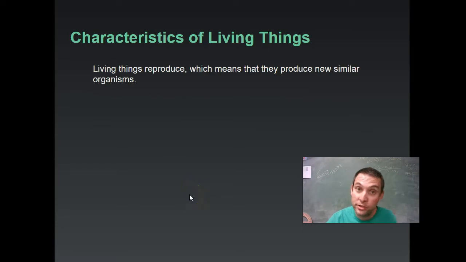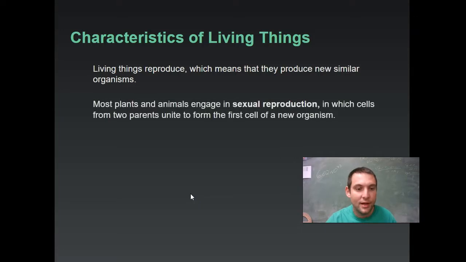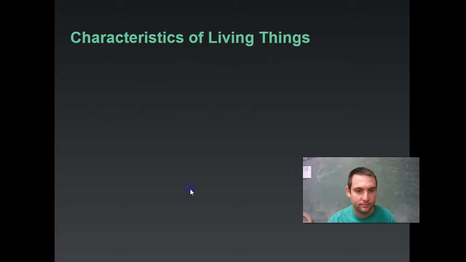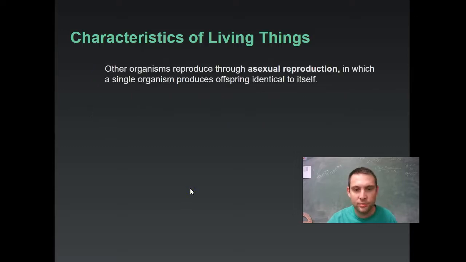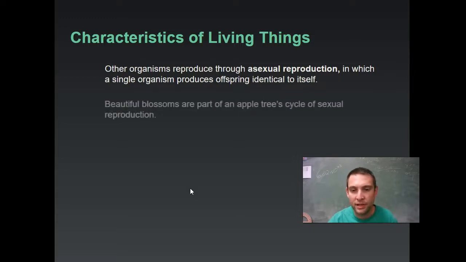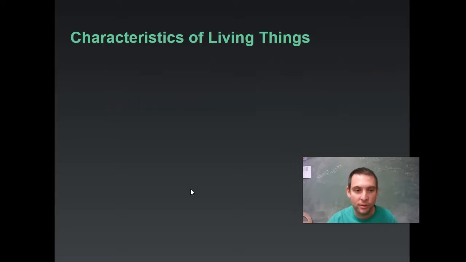Living things reproduce, which means they make new, similar organisms. Most plants and animals engage in sexual reproduction, in which cells from two parents unite to form the first cell of a new organism. Other organisms reproduce through asexual reproduction, in which a single organism produces offspring identical to itself. Beautiful blossoms are part of an apple tree's cycle of sexual reproduction.